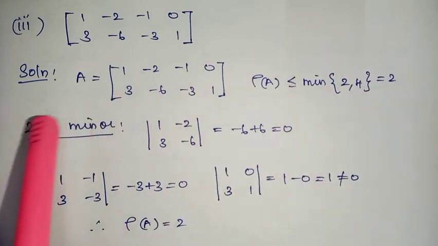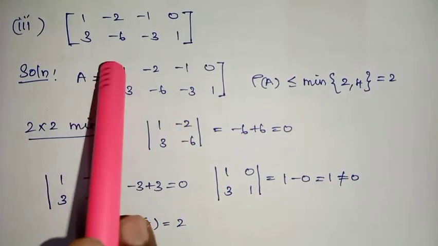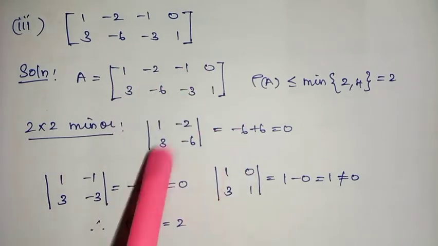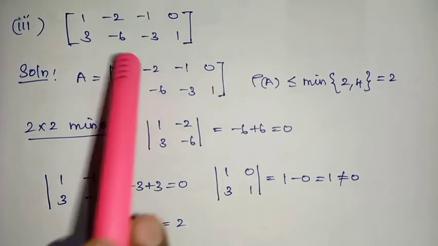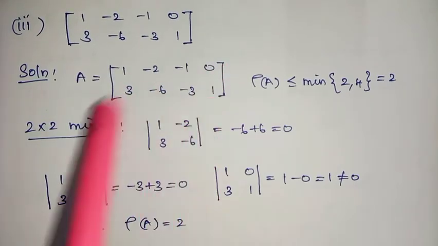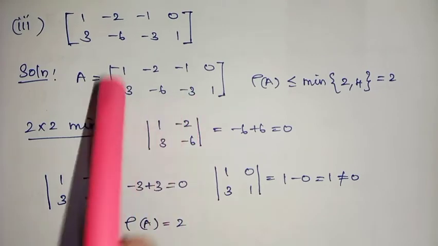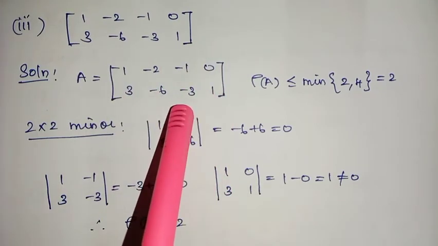So 2 means first I have to find the 2 by 2 minor. I have taken the first 2 by 2 minor as 1, 3, minus 2, minus 6. You can take any 2 by 2 minor: 1, 3, minus 1, minus 3, or 1, 3, 0, 1, or you can take minus 2, minus 6, minus 1, minus 3, like that. You can take any sort of 2 by 2 minor.